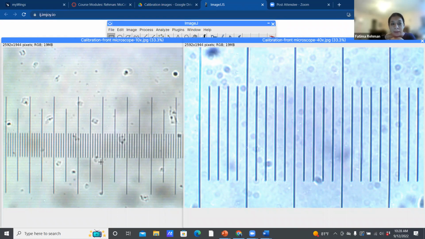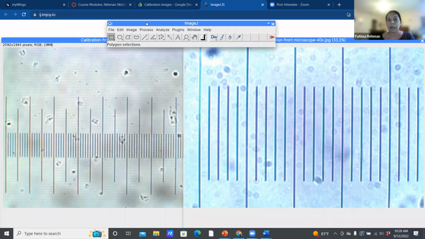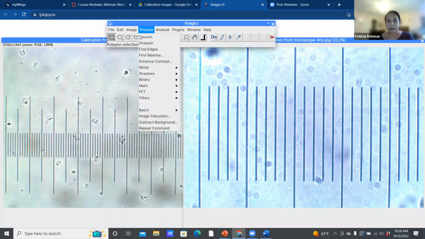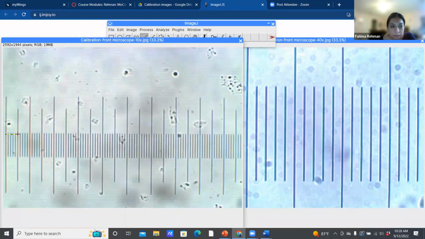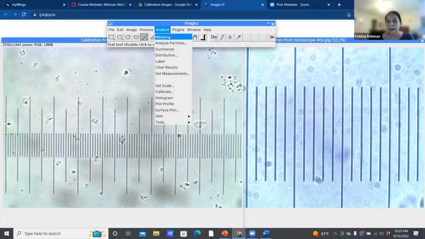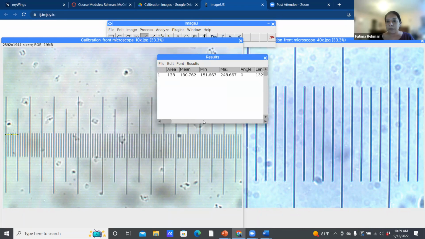So if you have a calibration image where these tick marks are really, really close together, and you do not think you can draw a line between them properly, to get the line, by the way, you are just going to use this line tool. You can instead choose to draw the line from the middle of the first to the middle of the fifth, for example, a unit that you can do consistently. And then you would go to analyze and measure. And it's going to give you the length in pixels.